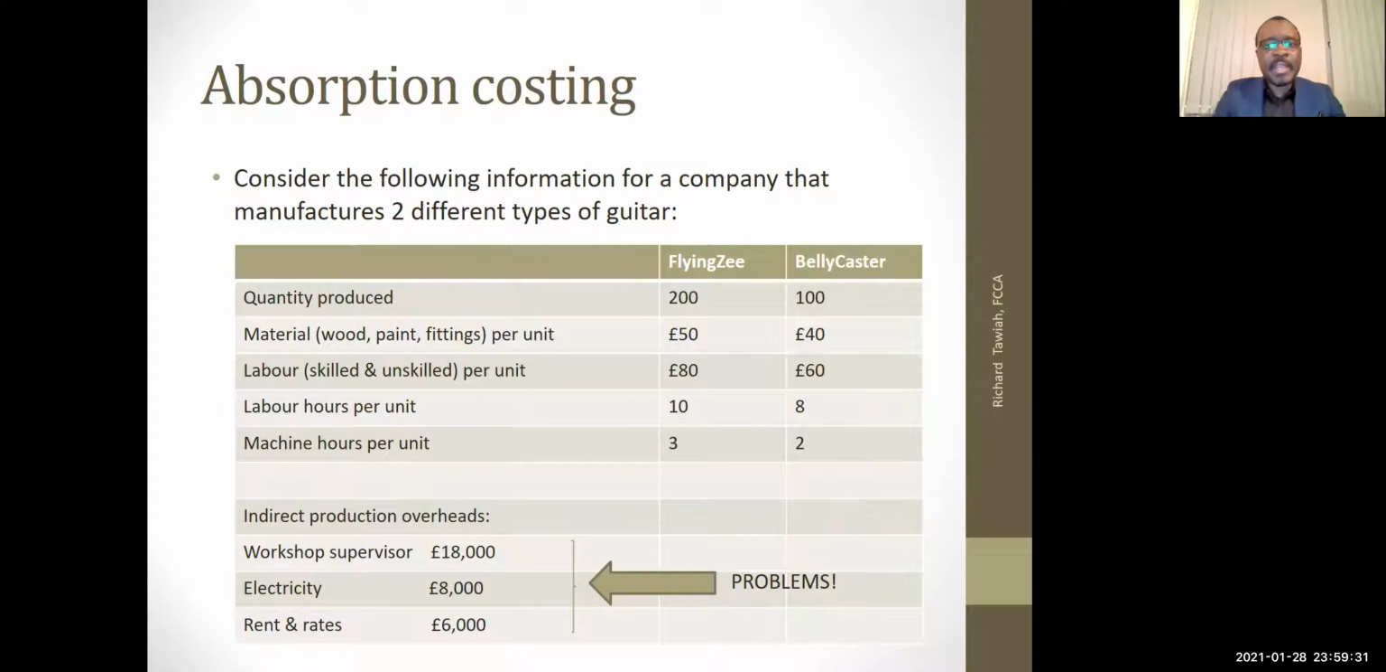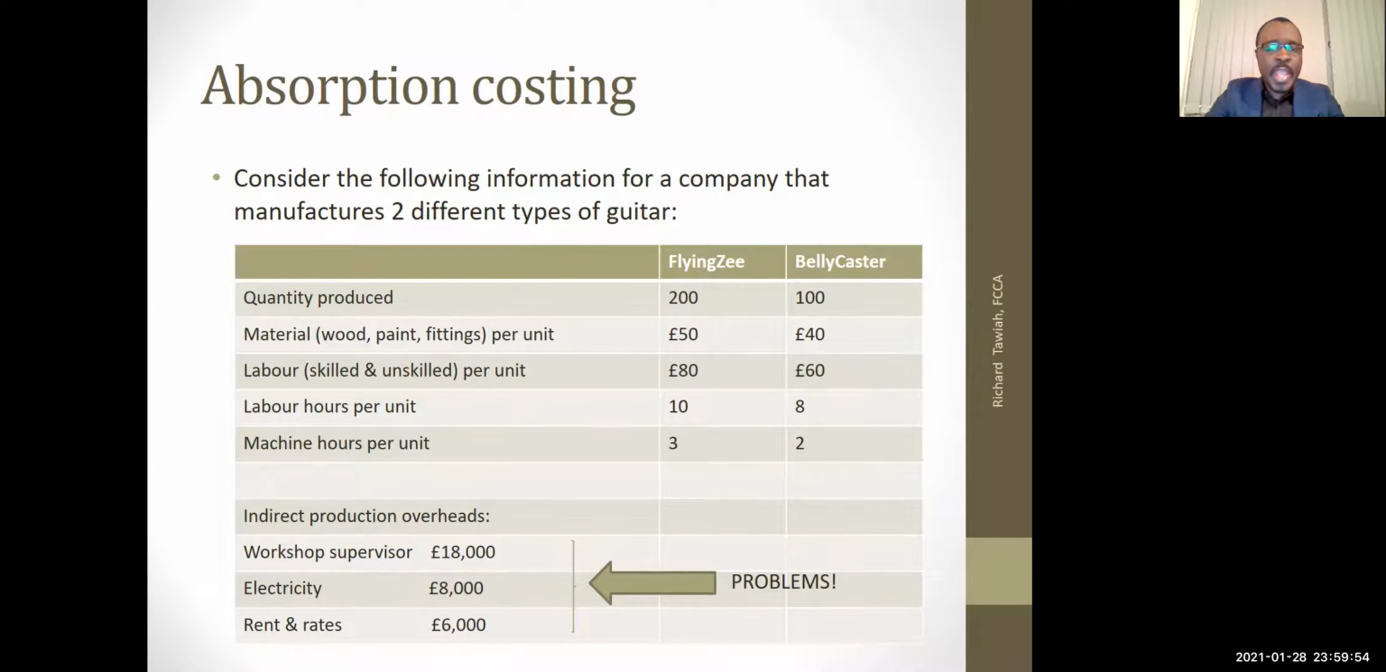Now, take a simple example where we produce two types of guitars, the Flying Z and the Bellycaster. The units produced annually are 200 and 100. The material and labor costs, these are direct costs, are 50 and 80, and then 40 and 60 respectively for the two. You can see it on the screen.